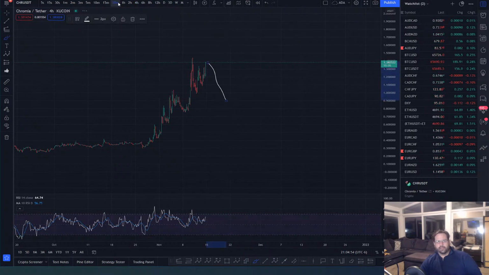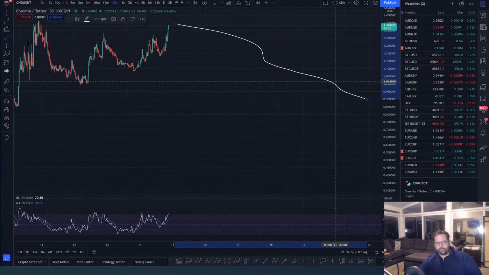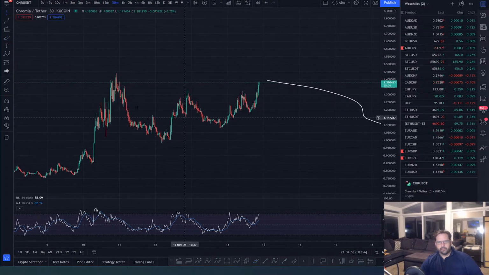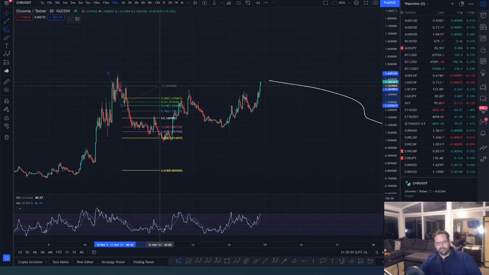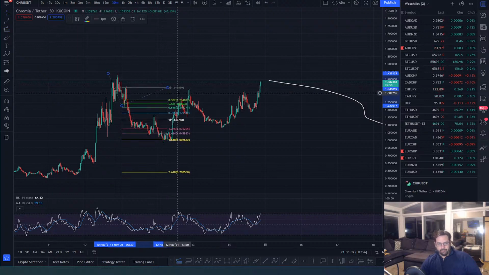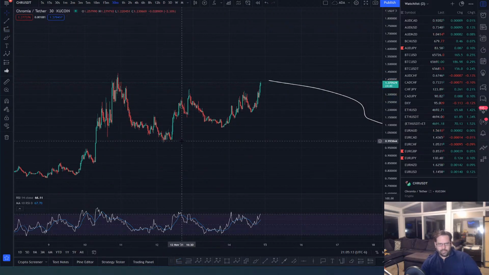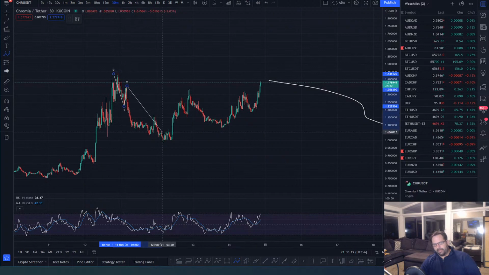Okay, looking at the smaller time frame, this looks like a 5-wave move. Now, let's measure it and see if it measures like a 5-wave move. It does not measure like a 5-wave move. It measures like a 3-wave move. So it measures more like a 3, even though it looks like a 5. So I don't know how to read this, but it could be an A, B, C right there.